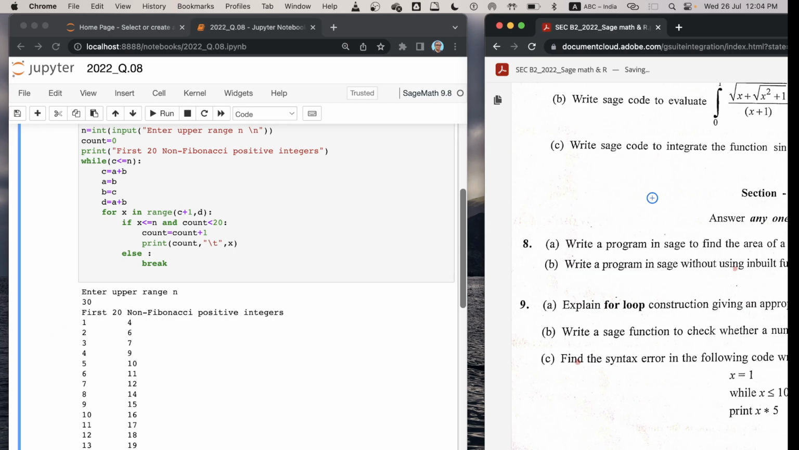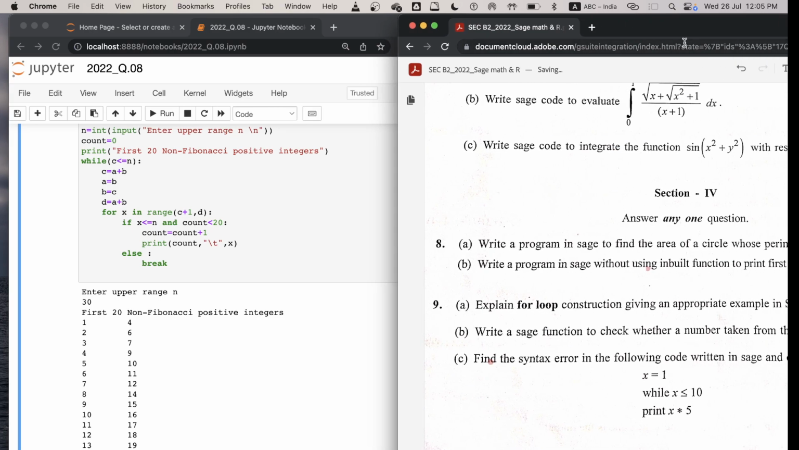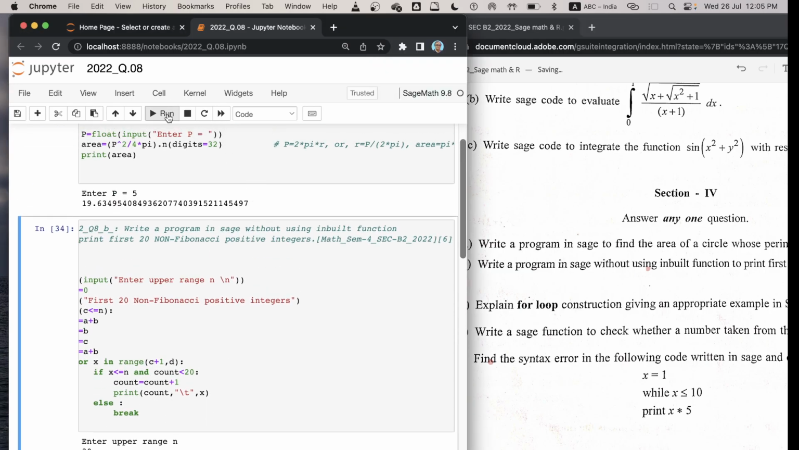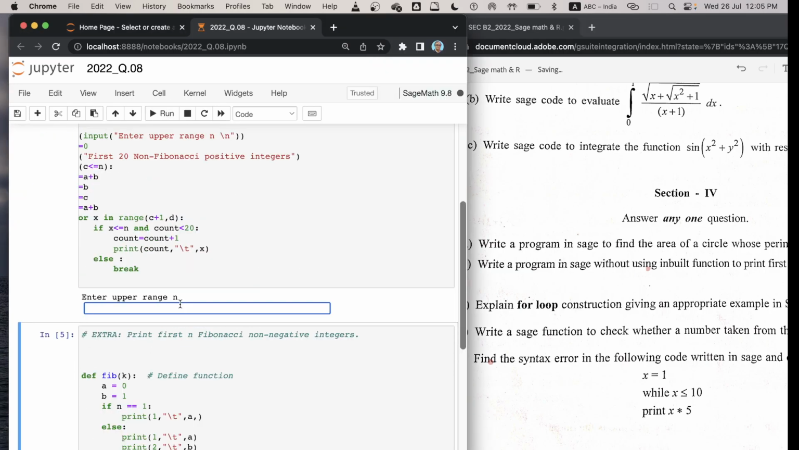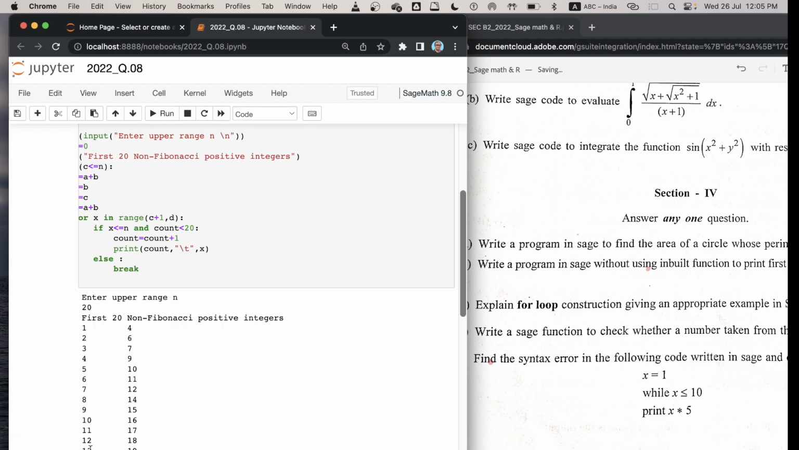The upper limit n, in the given question, is n equal to the first 20. So put that here and first run this program. For this upper range we put n equal to 20, and we get the first 20 non-Fibonacci positive integers. The first integer is 4, the second non-Fibonacci positive integer is 6, and so on.